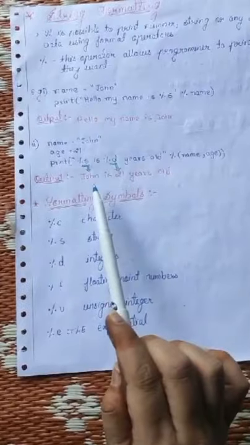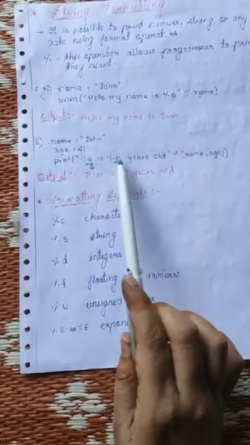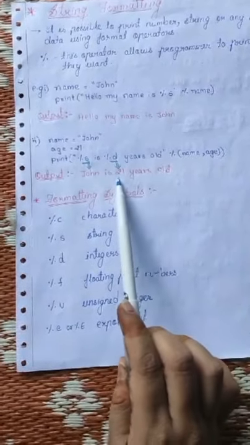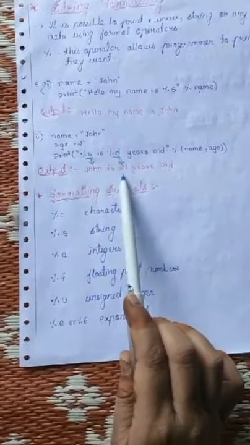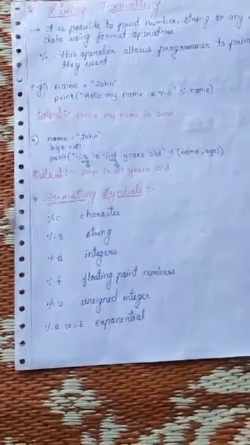As you can see in the output, instead of this %s we will have John and instead of this %d, we will have 21. So John is 21 years old. Likewise, it is going to give me the output.